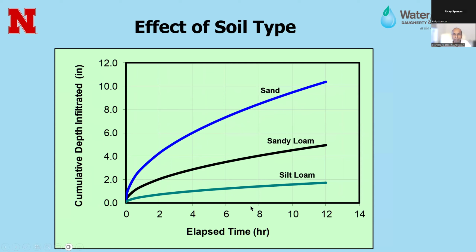Now, effect of soil type. Silt loam has low infiltration, clay has low infiltration rate, but sandy soil has high infiltration rates and cumulative infiltration. So the amount of water infiltrated through soil, if it is sandy, will be higher compared to sandy loam, silt loam, or clay soil for the same amount of time.